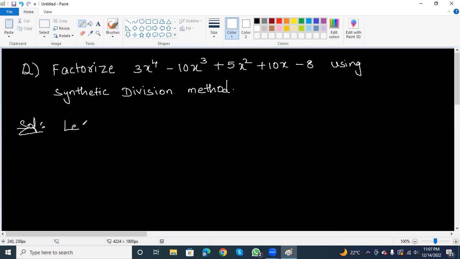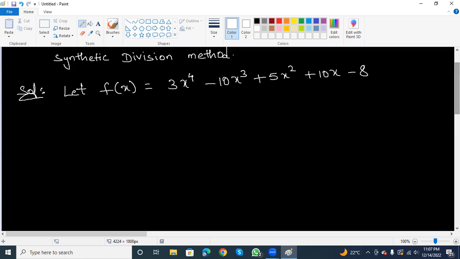So let's take this polynomial as f of x, which is equal to 3x power 4 minus 10x cube plus 5x square plus 10x minus 8. For finding the first factor, we will give a trial. So we will check whether x minus 1 is a factor or not. There is one rule: if the sum of all the coefficients is equal to 0, then x minus 1 will become a factor of f of x.